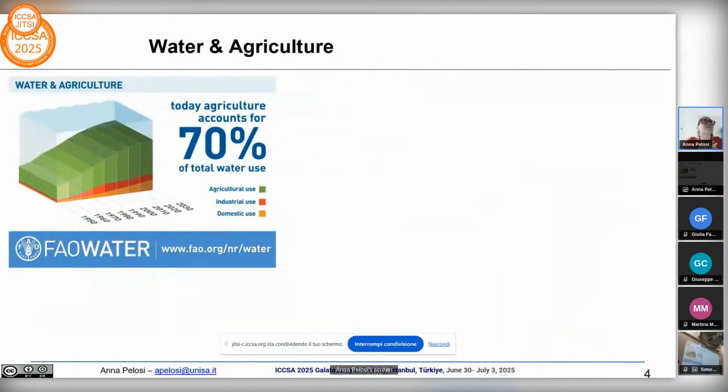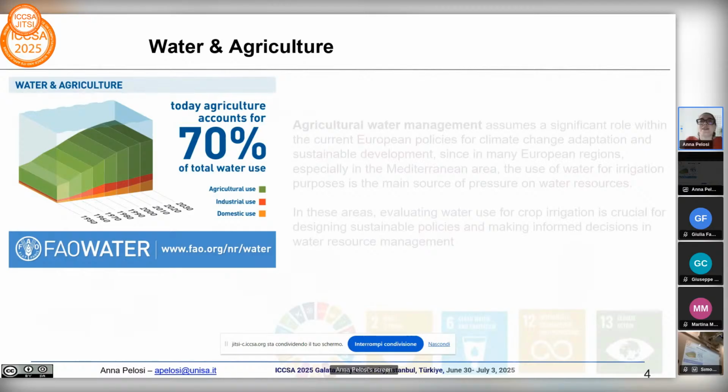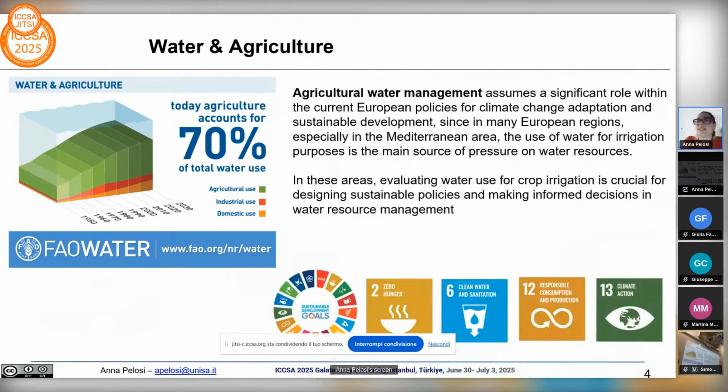Why is it important to estimate irrigation needs and irrigation volumes? Because today agriculture accounts for 70% of total water use. So agricultural water management assumes a significant role within current European policies, both for climate change adaptation and sustainable development. A more rational use of water in agriculture may for sure help in meeting the sustainable development goals indicated in the slide, numbers 2, 6, 12, 13.